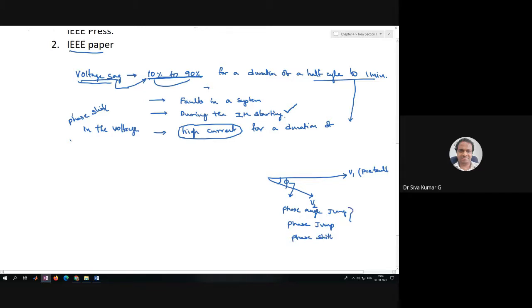These things also will occur when there is a voltage sag, apart from the magnitude reduction. We'll see now how we can have this kind of phase shift in the voltage.